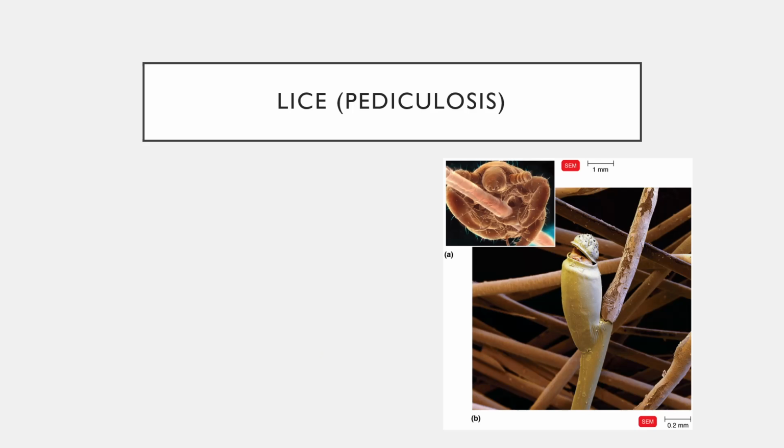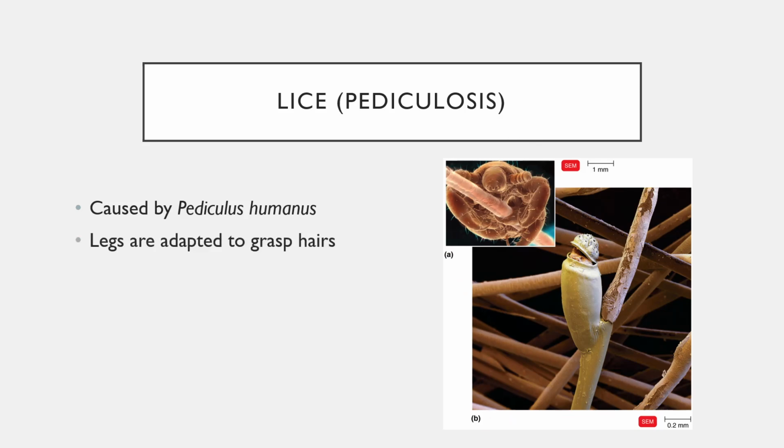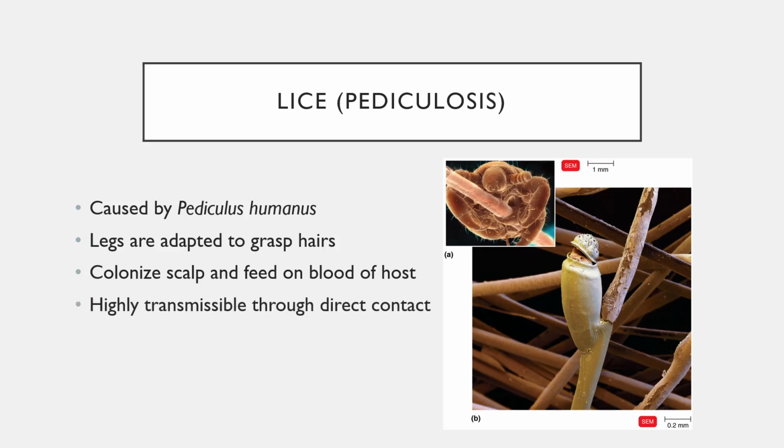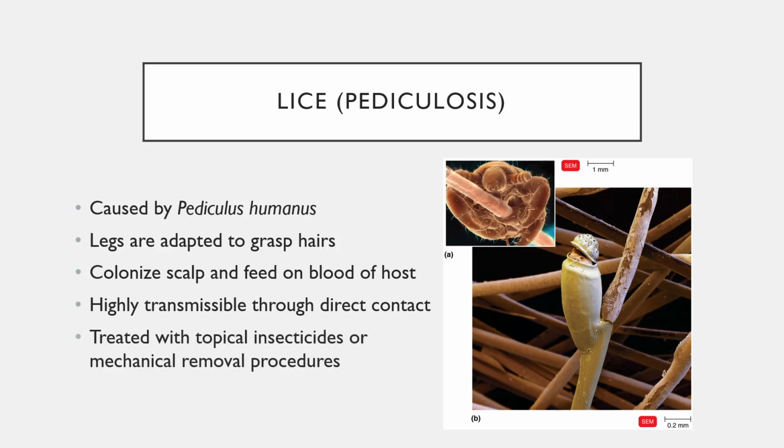Lice is caused by the insect Pediculus humanus and is also referred to as pediculosis in medical terminology. These are tiny insects, as you can see in this electron microscope image here, with legs that are specially adapted to grasp human hairs. They colonize the scalp and bite it, feeding on the blood of their hosts. They are highly transmissible through direct contact and are usually treated with topical insecticide applications or mechanical removal procedures.